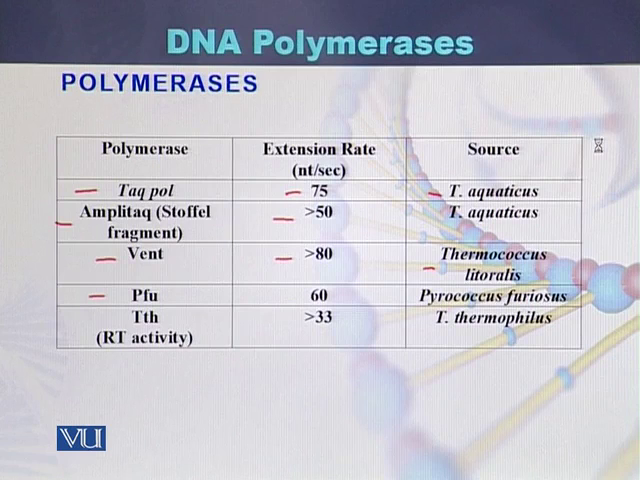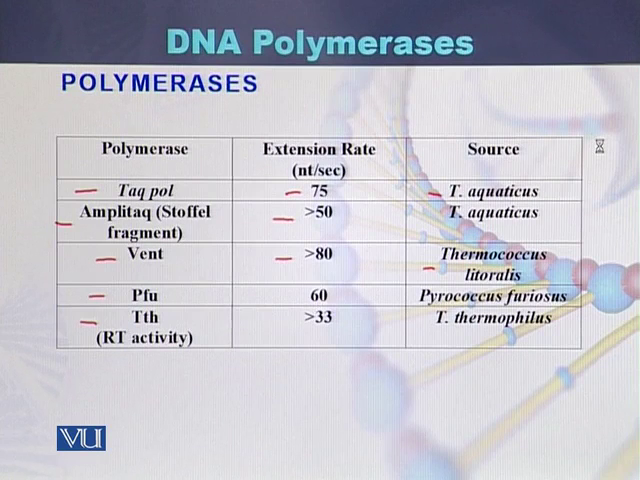There is another type of the DNA polymerase which is called Tth, and its extension rate is approximately 33 nucleotides per second, and this DNA polymerase was purified from Thermus thermophilus. So these are different types of the DNA polymerases which are used for the PCR reaction.